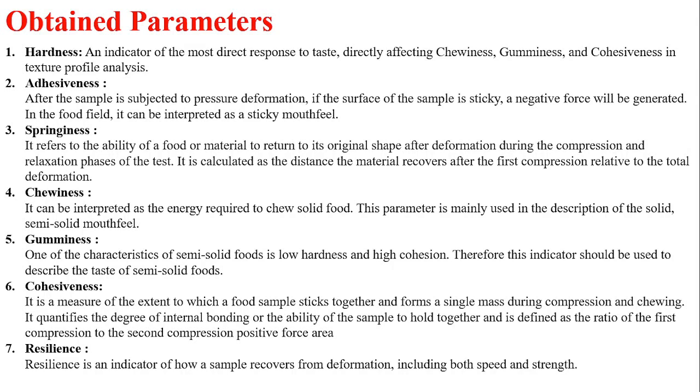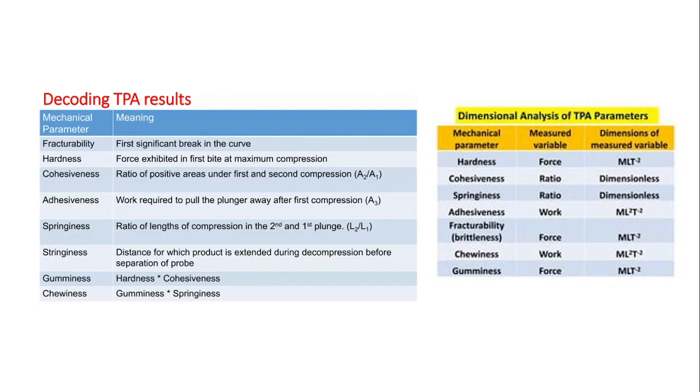Then there is cohesiveness. Cohesiveness is a measure of the extent to which a food sample sticks together and forms a single mass during compression and chewing. It is the degree of internal bonding or the ability of the sample to hold together, and is defined as the ratio of the first compression to the second compression force positive area. Resilience is an indicator of how a sample recovers from deformation, including both speed and strength.